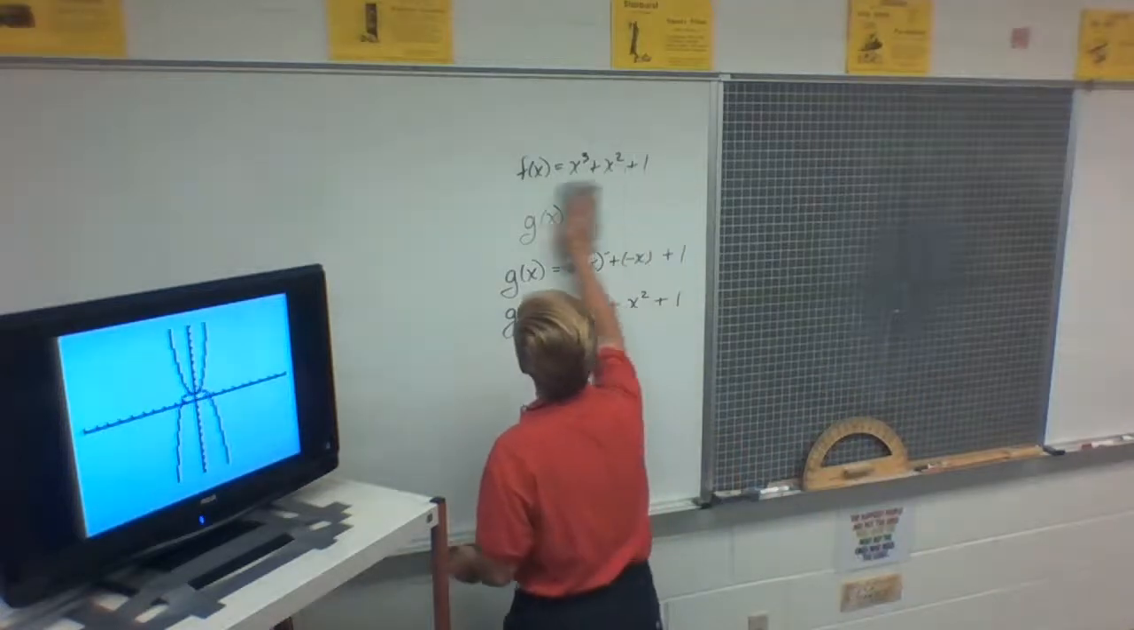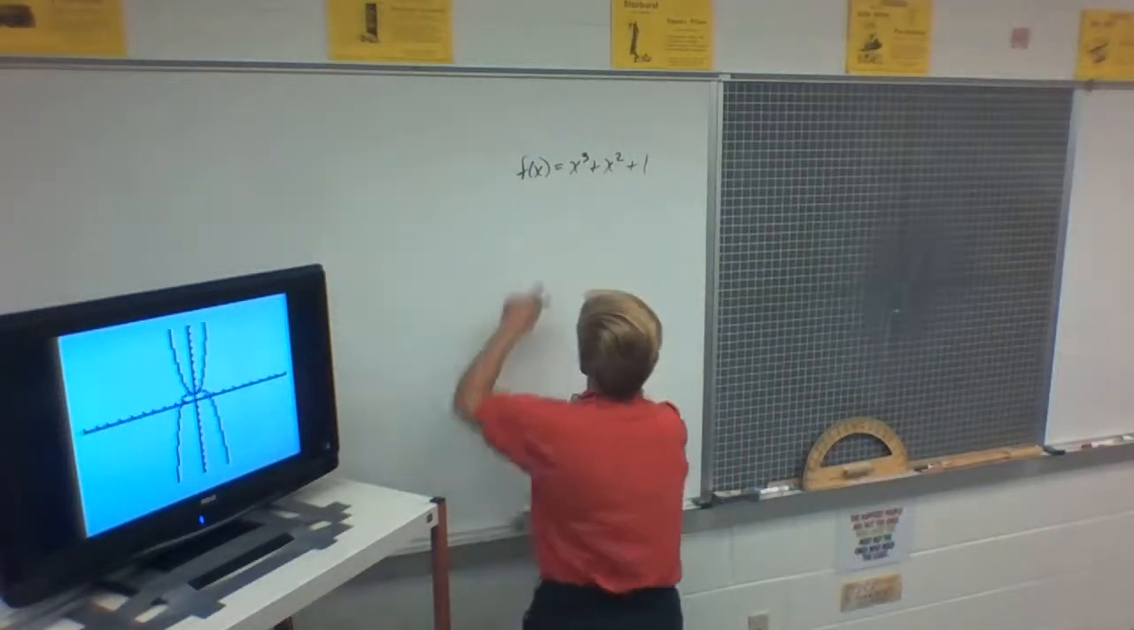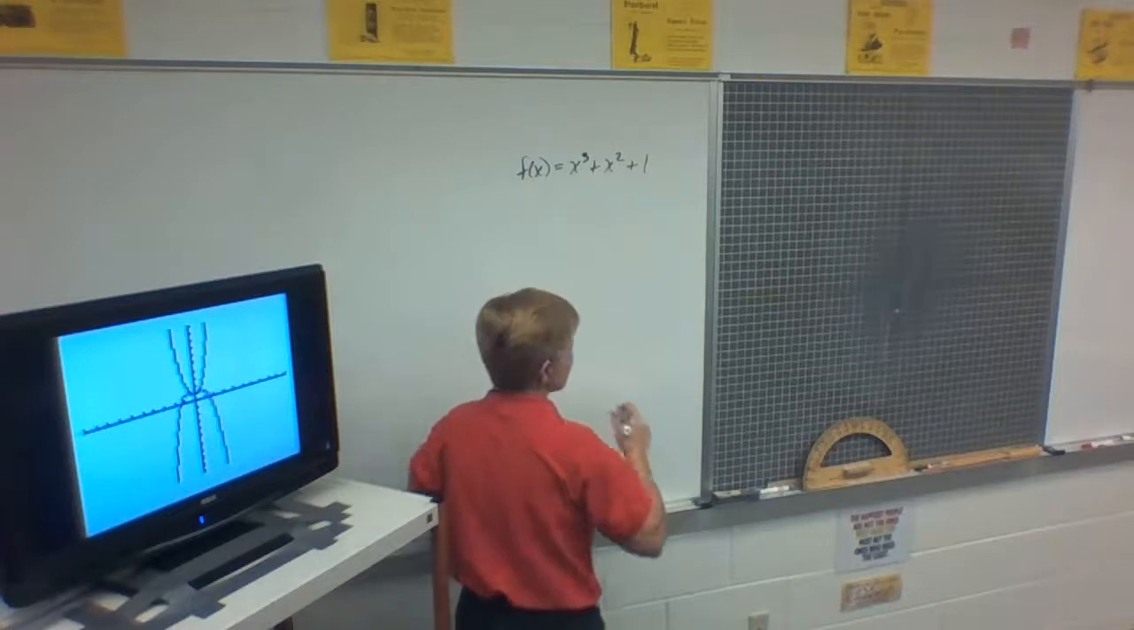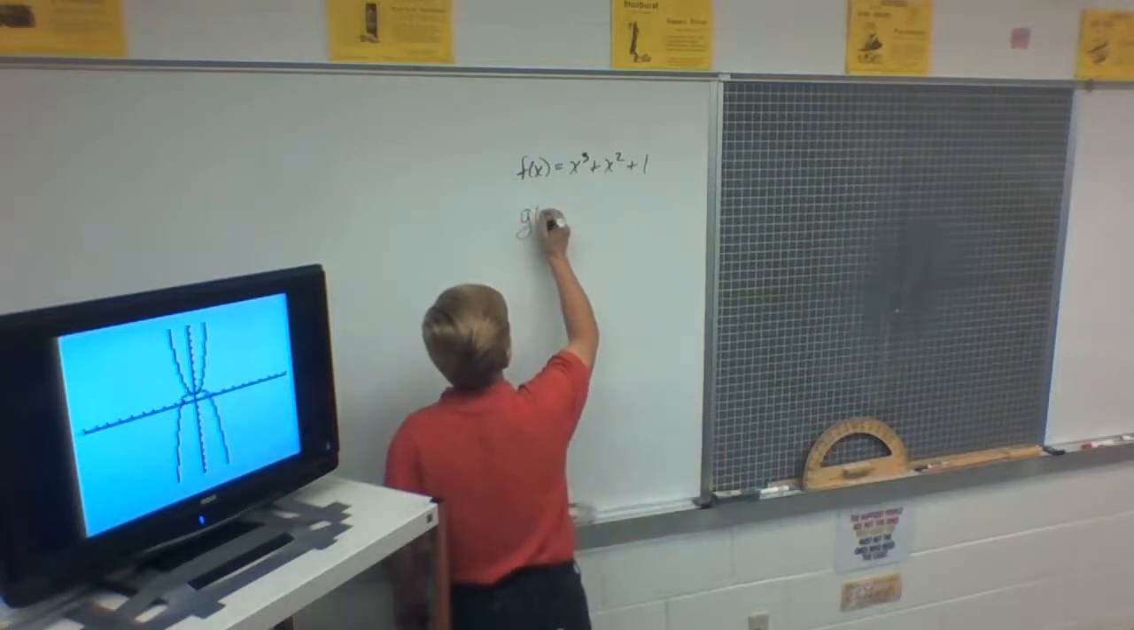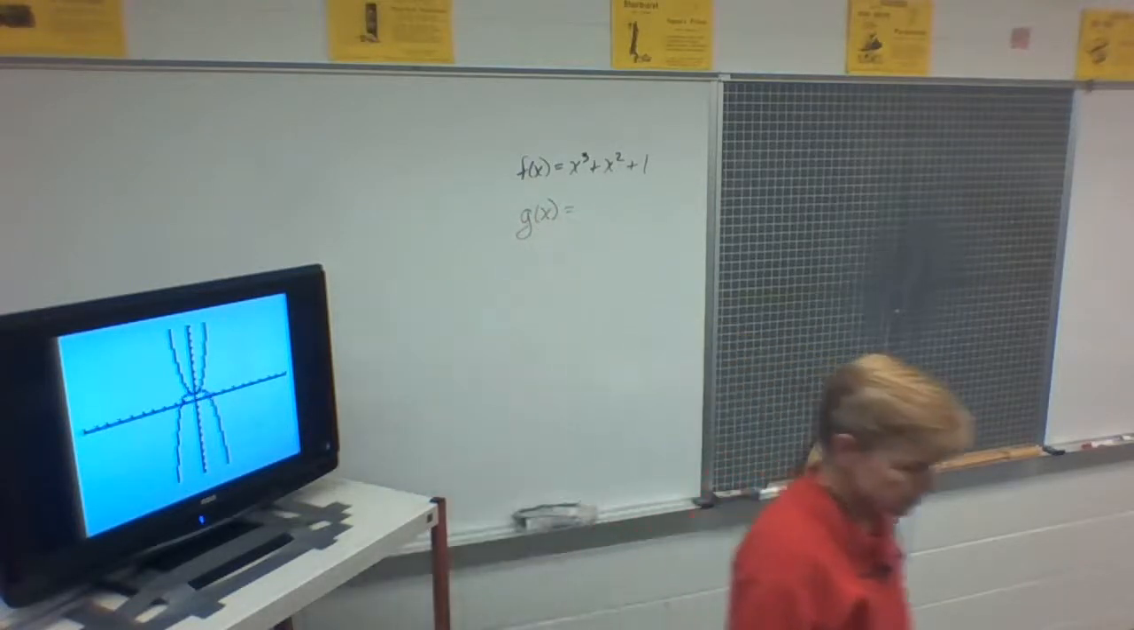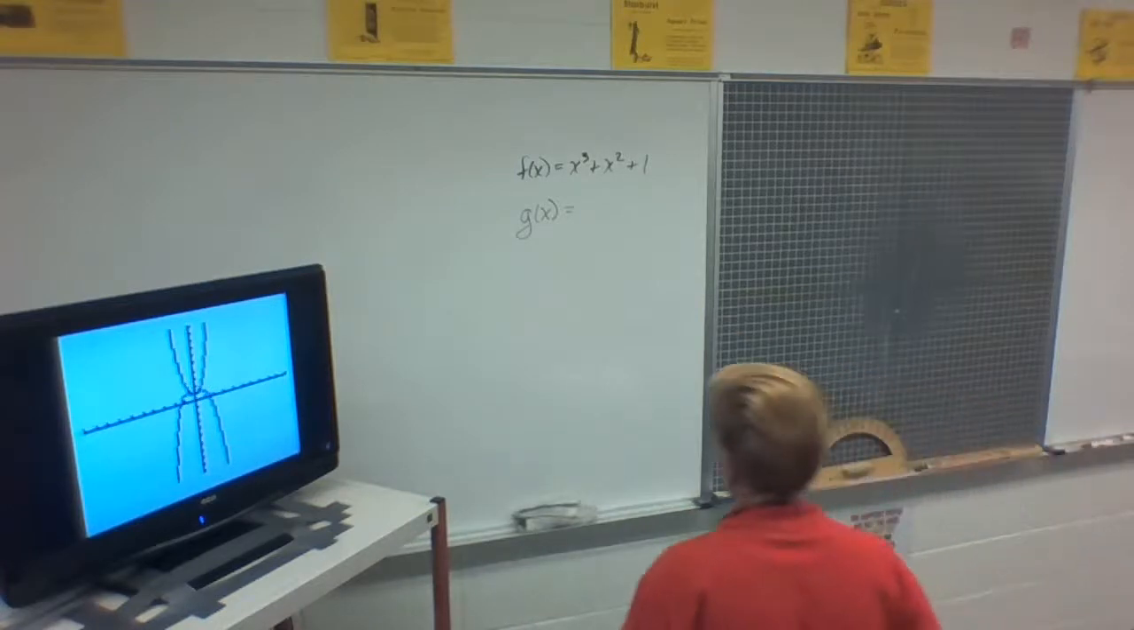The next one is not quite so obvious. This is still f. This is the b part of this example. This is still the function f. And this time they want us to create a g function that is 3 f of x.